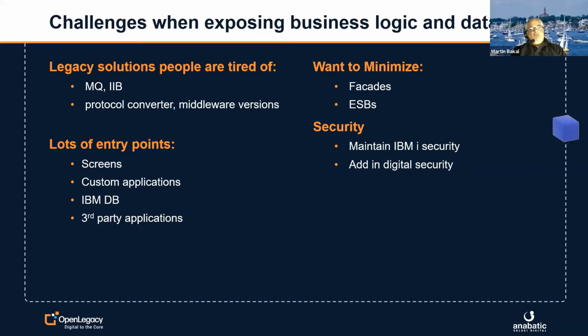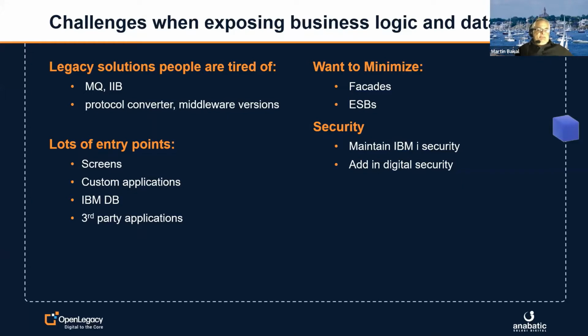So when we talk about challenges to expose that logic, we talk about some of the legacy things people are tired of. Sometimes they're tired of ESBs, and that could be an MQ, an IIB as part of that. It might be some kind of protocol converter, or keeping up with the different middleware versions as they build those. But the other things we want to talk about is what are the different types of entry points. I mentioned earlier screens.